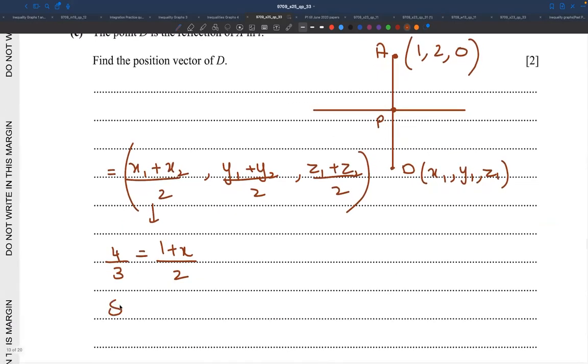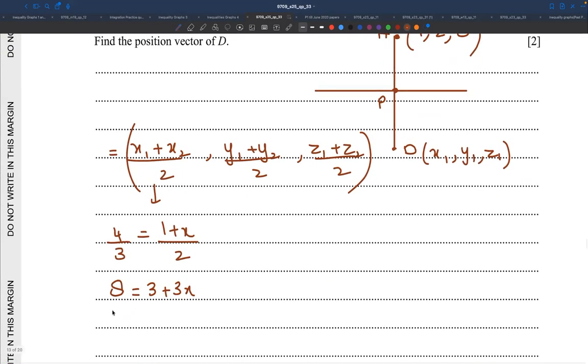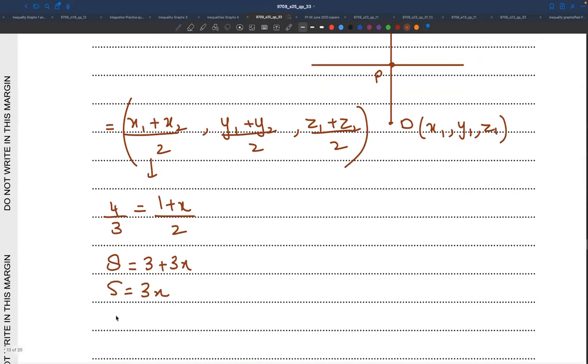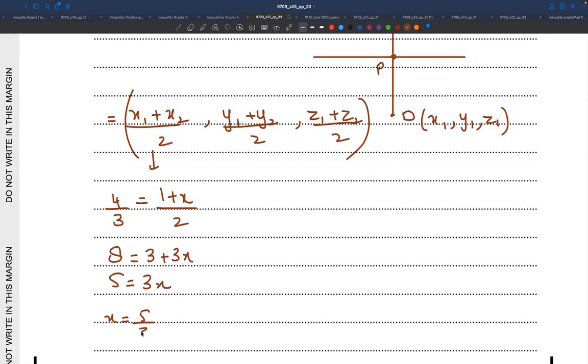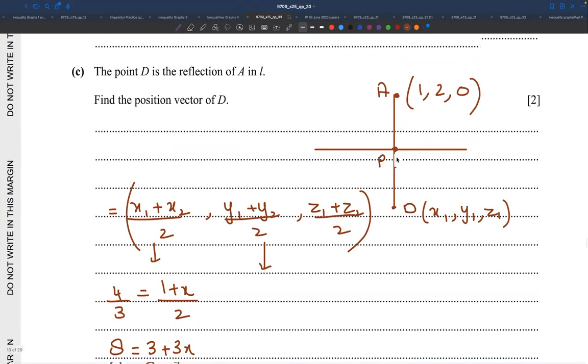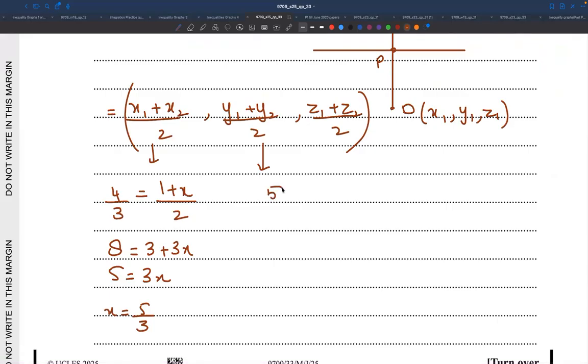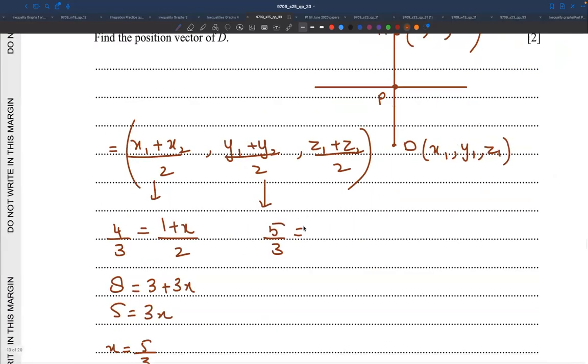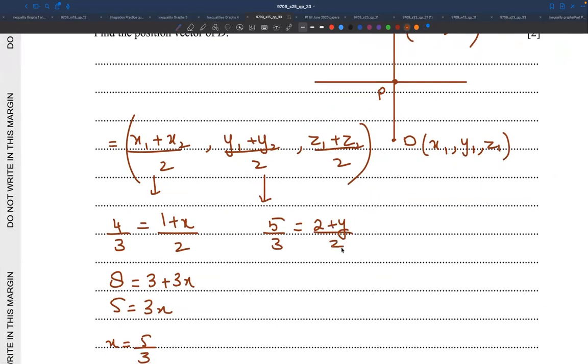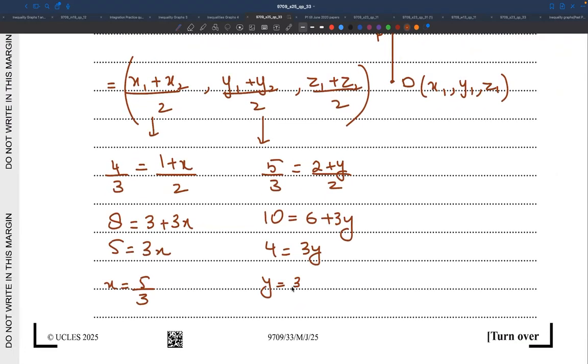Cross multiply, 8 is equal to 3 plus 3x. 8 minus 3 is 5. So x would be equal to 5 by 3. Then this will be equal to the y coordinate of P, because P is the midpoint. That is 5 upon 3. So 5 upon 3 is equal to 2 plus y upon 2. 10 is equal to 6 plus 3y. 4 is equal to 3y. y equals 4 upon 3.